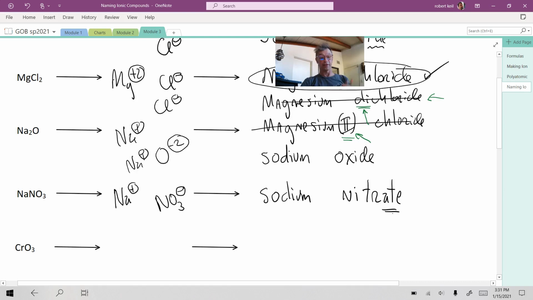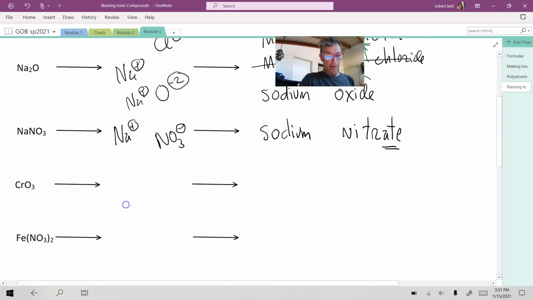So in this case, if you called it sodium nitrogen trioxide, that's flat wrong. That is just like a really weird name. You don't just get to list all the elements in order, like turning the formula into words. That's not how it works. Okay.